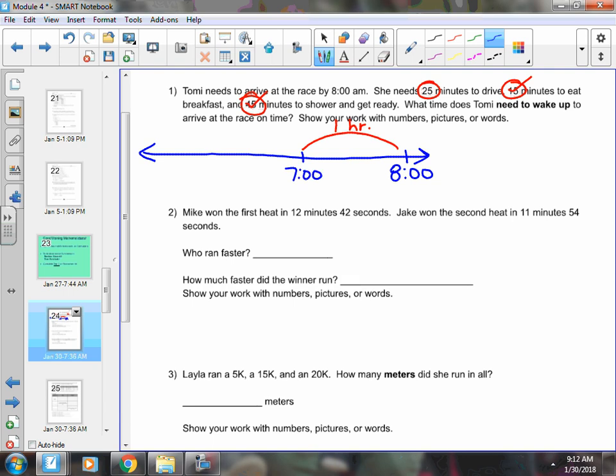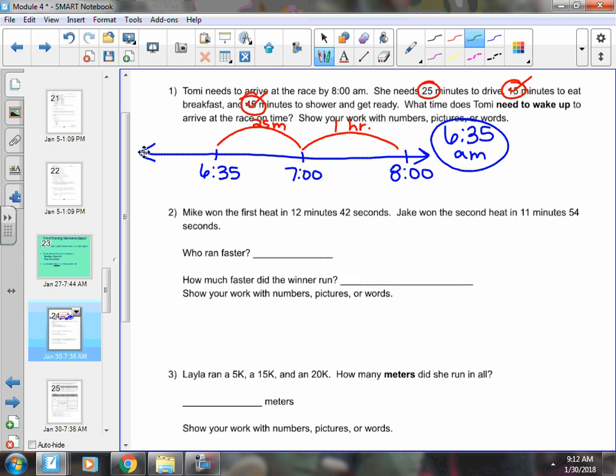But Tommy can't wake up at 7 o'clock. She will not make it on time because I need to jump back another 25 minutes. If I jump back 25 minutes, let's see, jumping back 30 minutes would be 6:30, but I only need to jump back 25 minutes, so it's going to be 6:35, and that's my answer. What time does she need to wake up? 6:35 a.m. Now, you only have to show it in one way, but I'm going to show it in 2 ways, so you know that you could do it in either way.